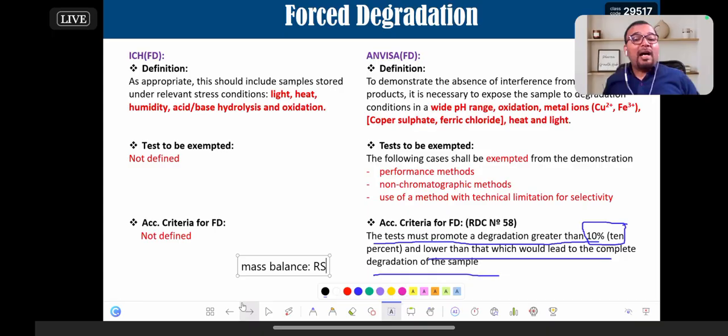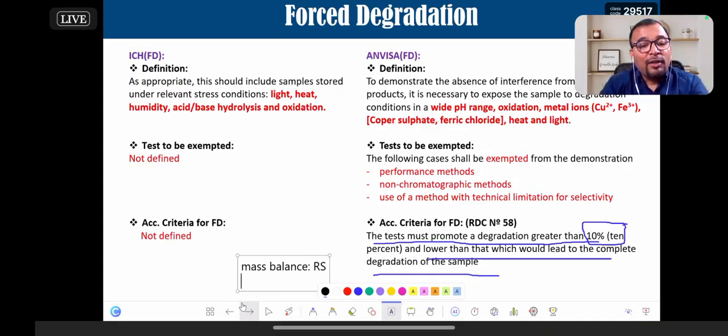So what is meant by mass balance? Mass balance is like energy, right? Energy cannot be created, cannot be destroyed. It can only be converted from one form to another form. Same is the case for mass also. Mass can neither be created nor be destroyed, it can only be converted from one form to another form. This is called the law of conservation, isn't it?